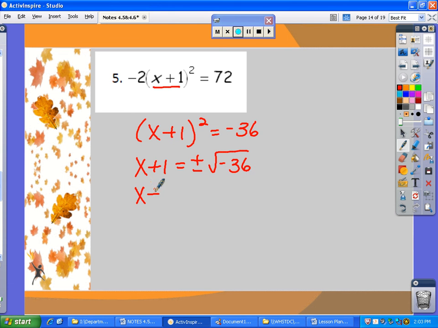All right, we need to simplify this. So x plus 1 is equal to plus or minus, let's think about this, the square root of 36 times the square root of negative 1. So x plus 1 is equal to plus or minus 6. The square root of negative 1 is i.